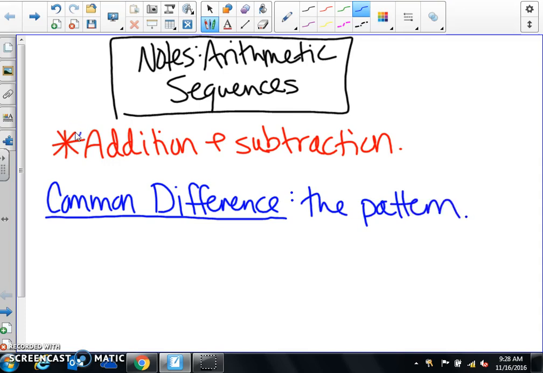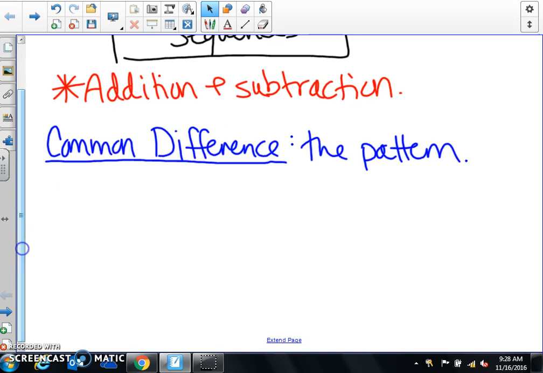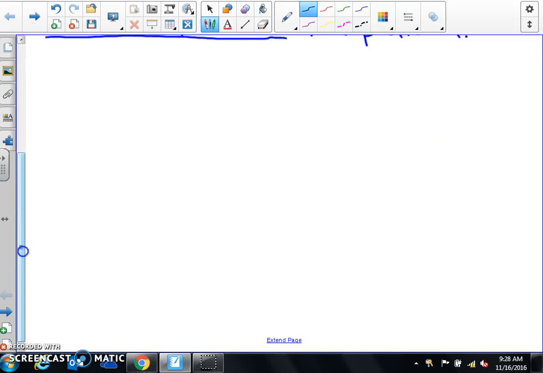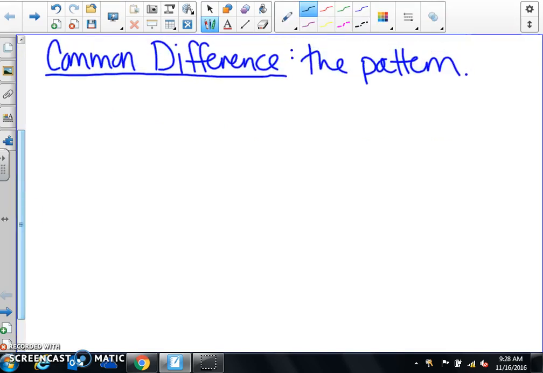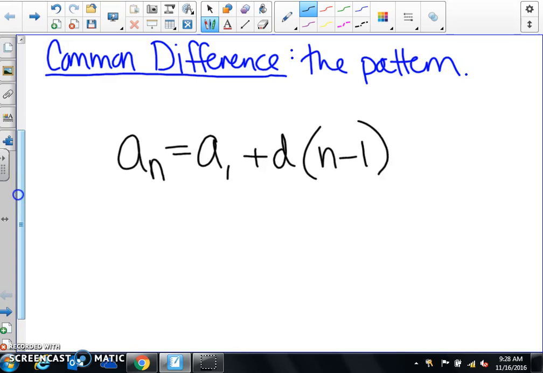Okay? And then last but not least, you also have to know the formula. Now, I will always give you this formula on a quiz and a test. So luckily, it's one that we don't have to memorize, but the more practice problems you do with this, it'll probably come more naturally. So this is the equation: a sub n equals a sub 1 plus d times parentheses n minus 1. Now this looks really complicated. I promise you it's not.